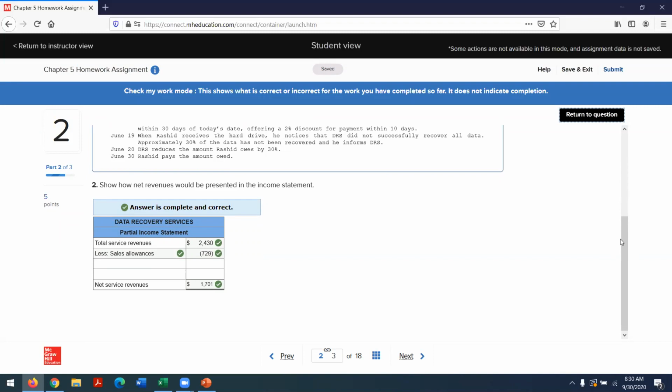Okay, that makes sense. Then we do take into account the allowance because he didn't recover 30%. He did allow for a 30% allowance on that 2430. Okay. Does that make sense, guys? Yes. Any questions? Okay, let's go to the next part.